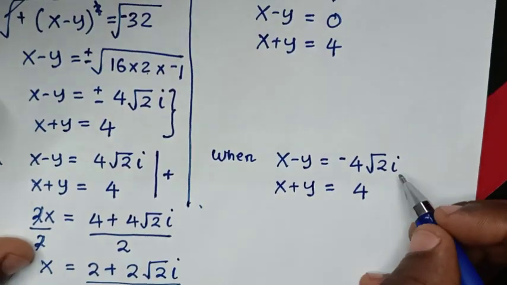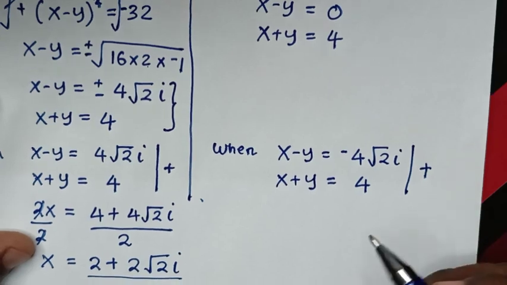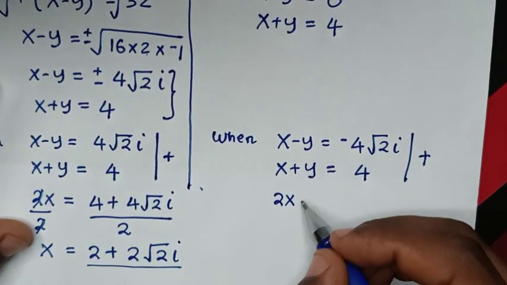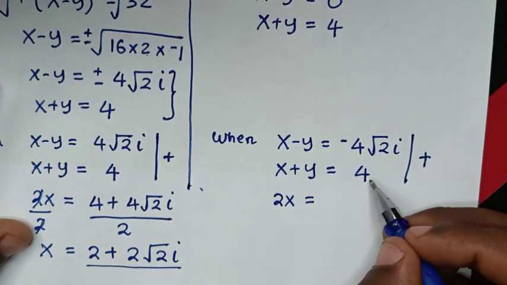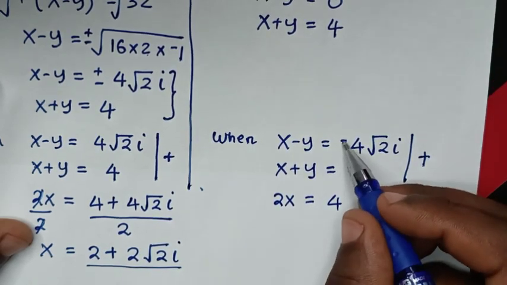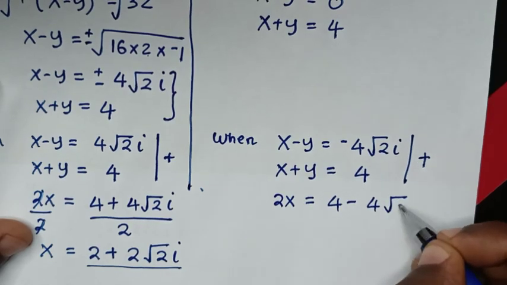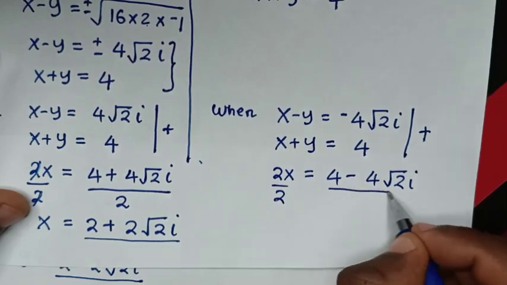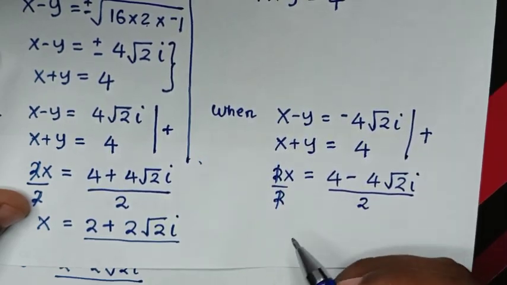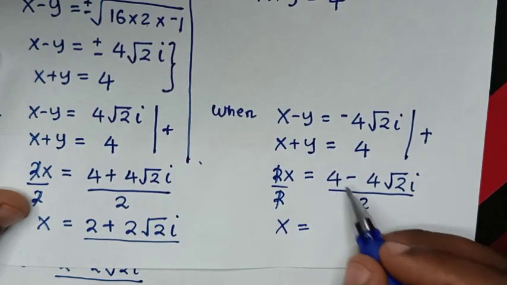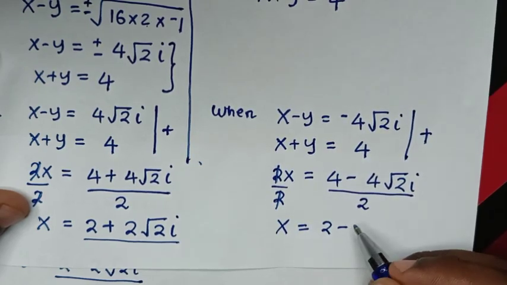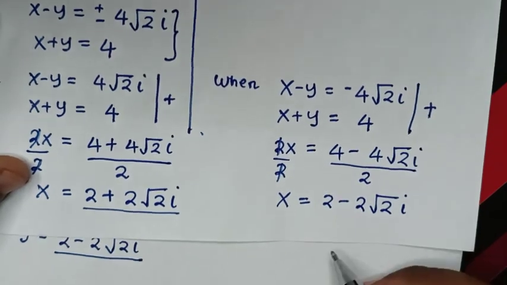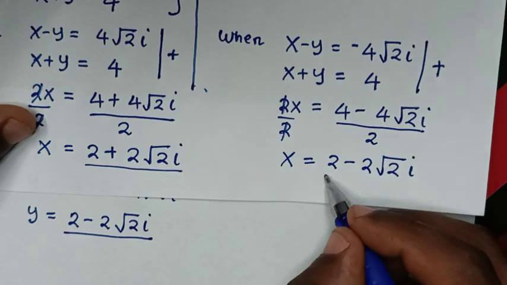Then from here we'll add these two equations. So this plus this, it will be 2x, negative y plus y is 0, so it will be equal to this plus this, it will be 4, then minus 4 square root of 2i. Then we divide by 2 on both sides, so this and this will cancel. Then x is equal to 4 divided by 2 is 2, then minus 4 divided by 2 is 2 square root of 2i. So this is the value of x.